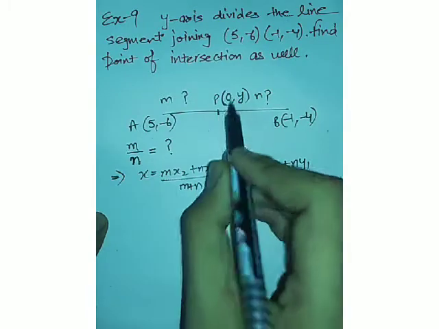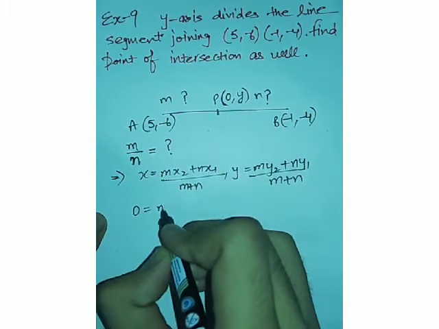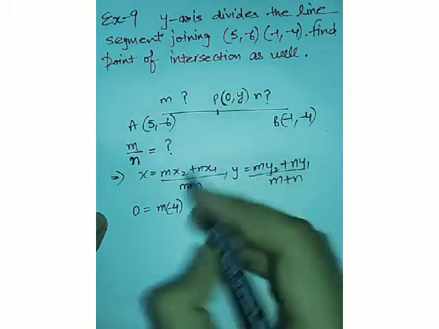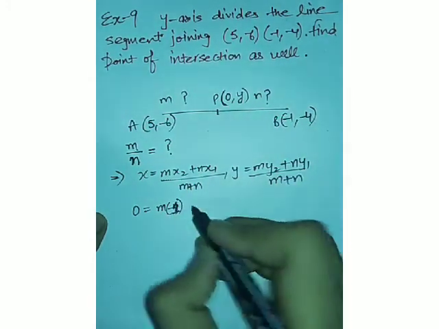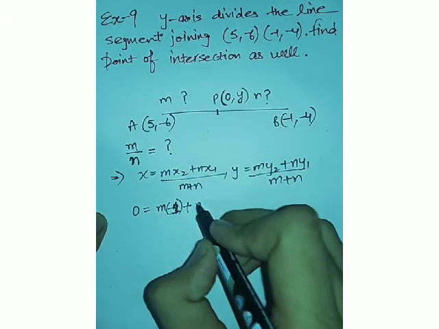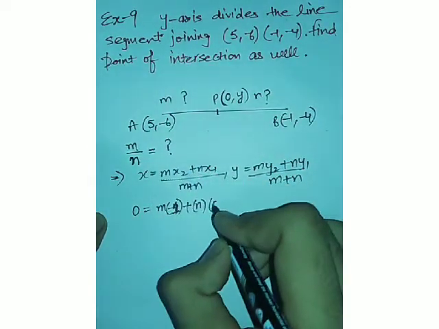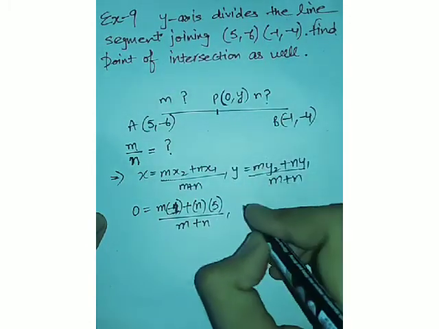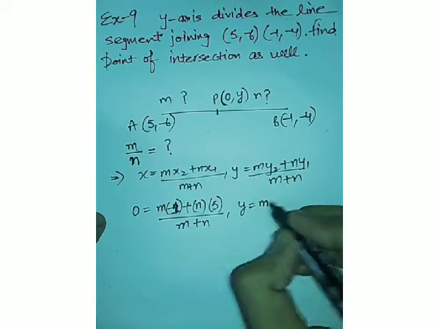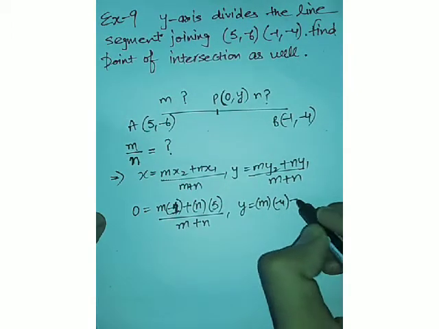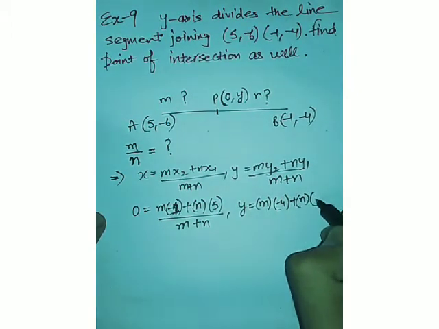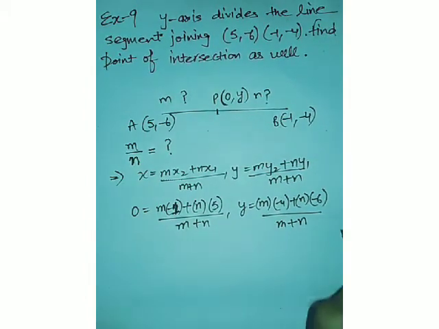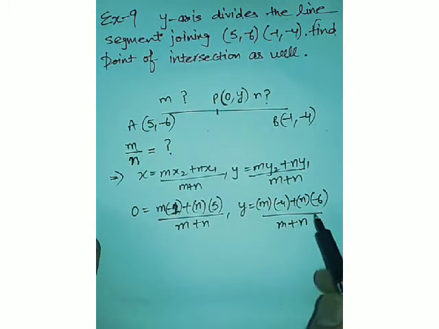Alright, what is x? That is 0. What is m? It is to be found. x2 is minus 1, plus what is n? It's to be found, and what is x1? That is 5, upon m plus n. What is y? y is y, m, y2 is minus 4 plus n, y1 is minus 6 upon m plus n. Now we can find y only if we know m and n.